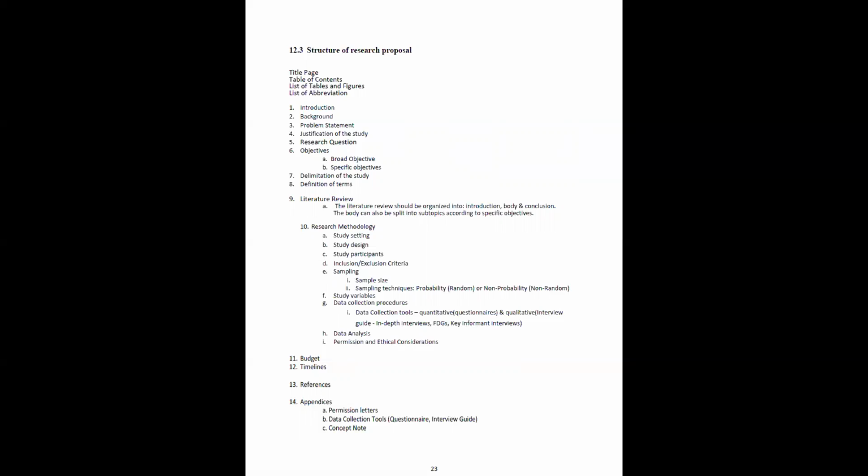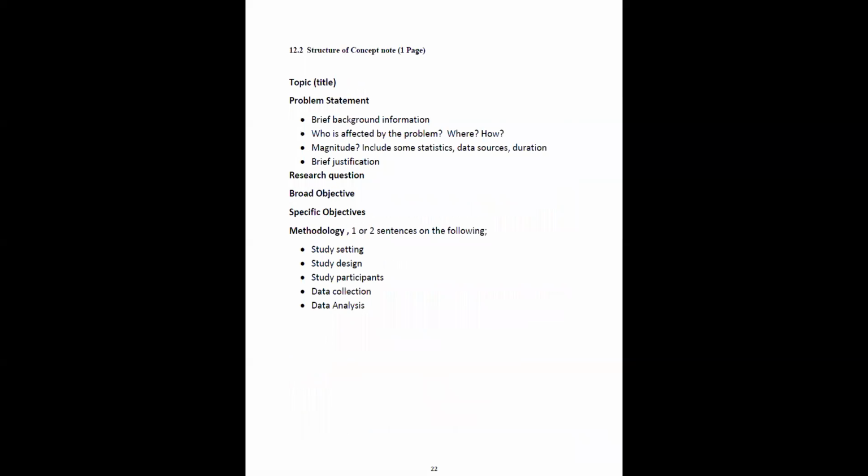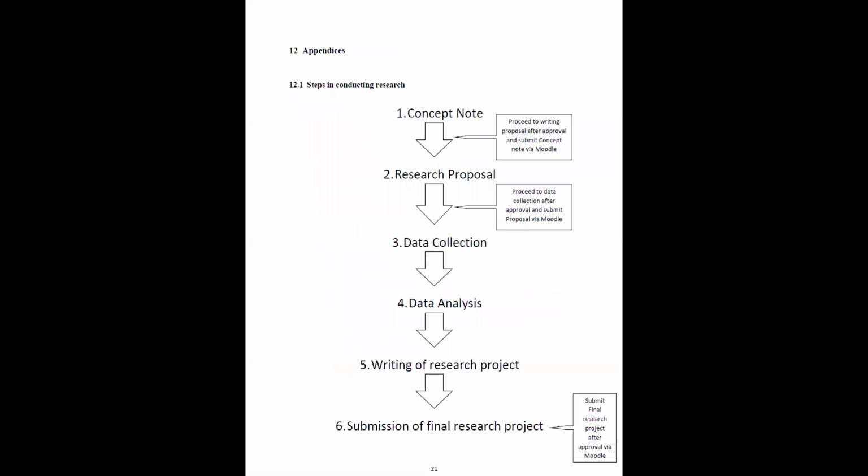So from there, the next stage, you develop your concept note, you bring it for approval. If it's approved, you go to the next stage, which is developing your proposal. If your proposal is approved, you go to data collection. In data collection, you analyze your data, you write your research, and finally submit.